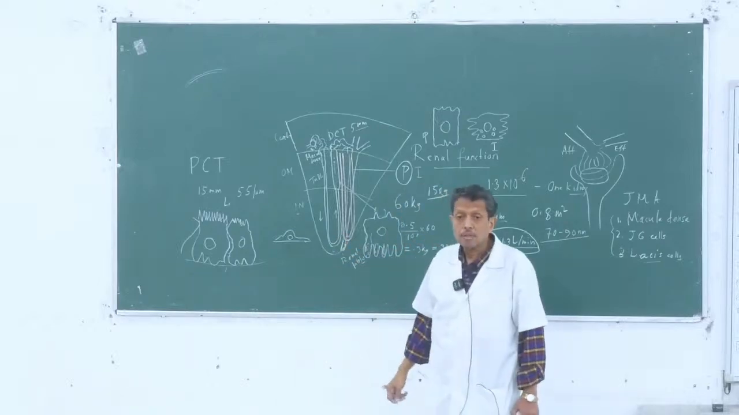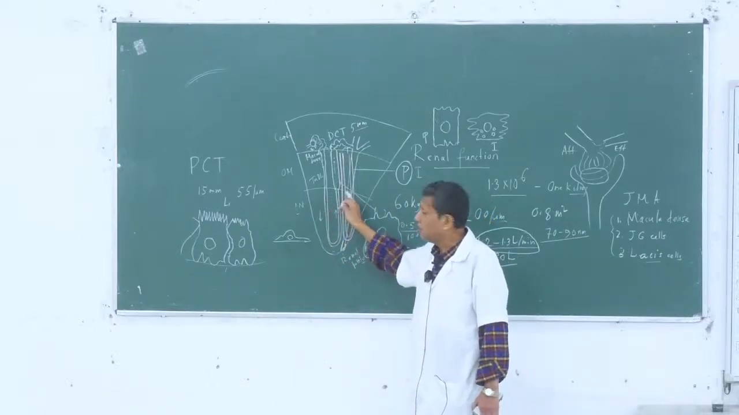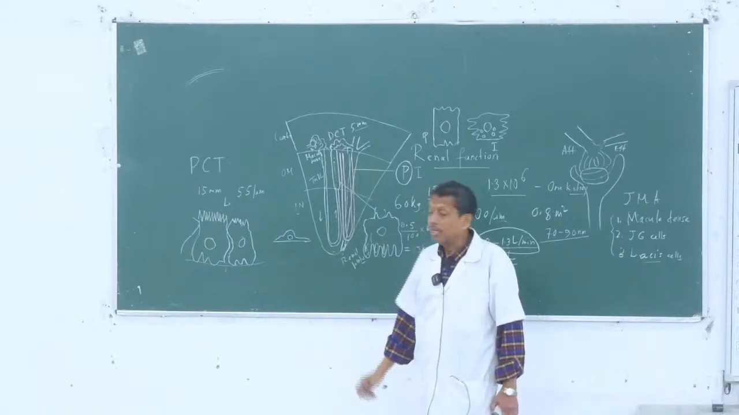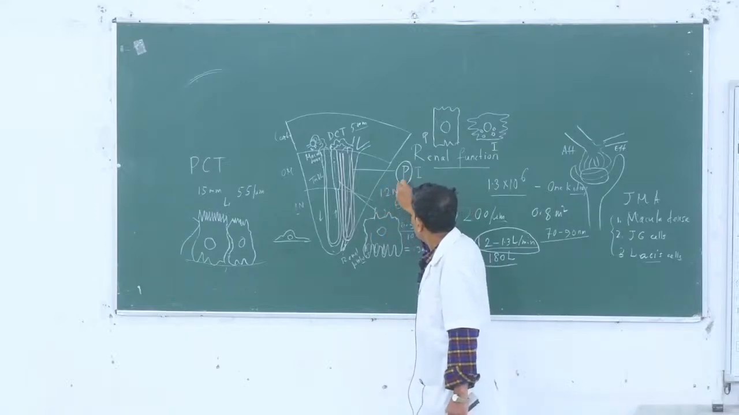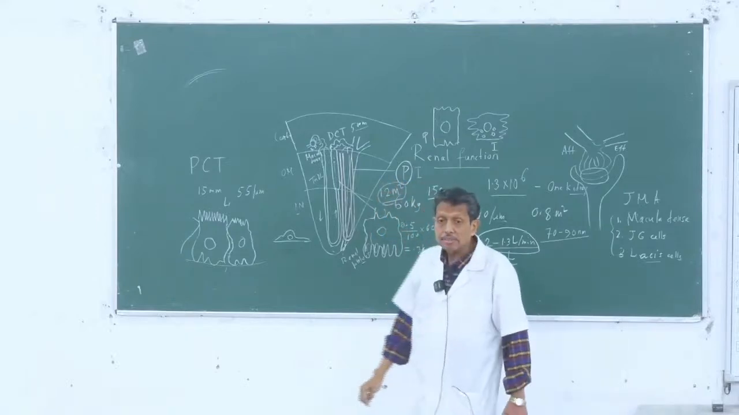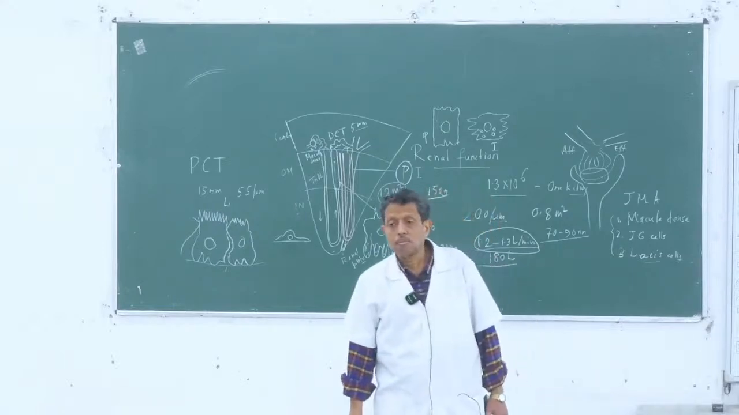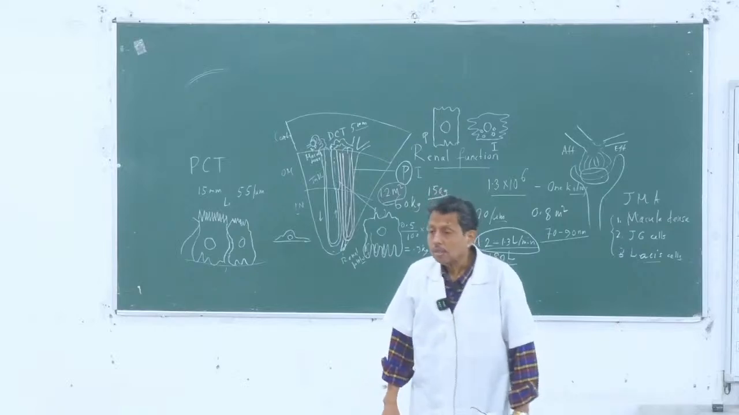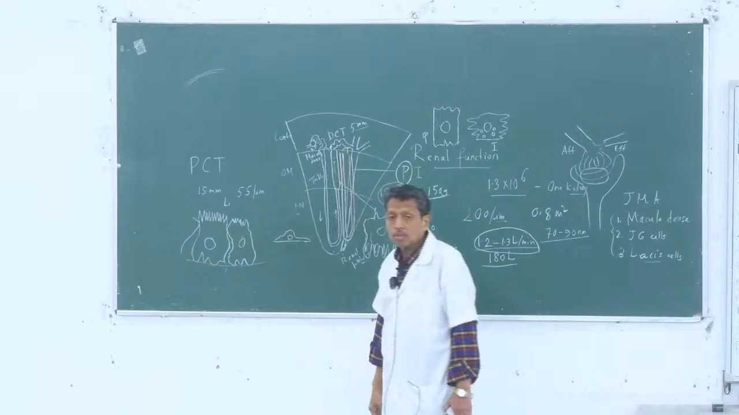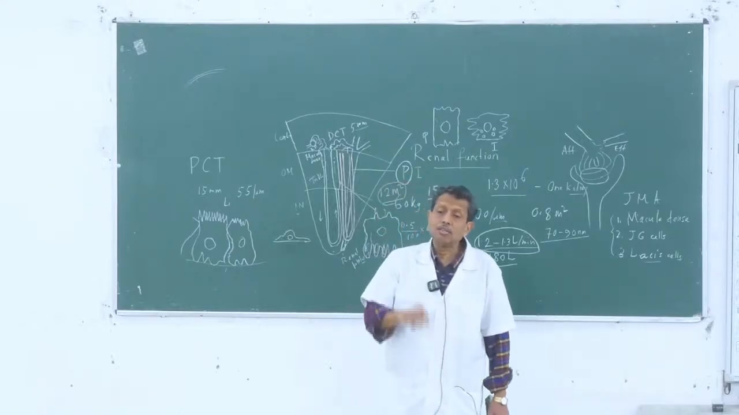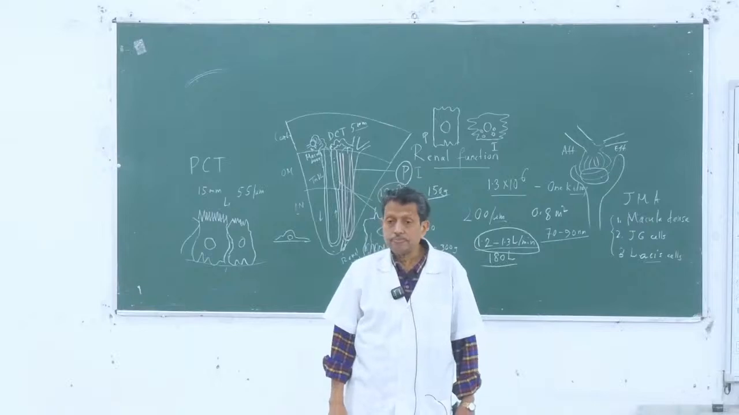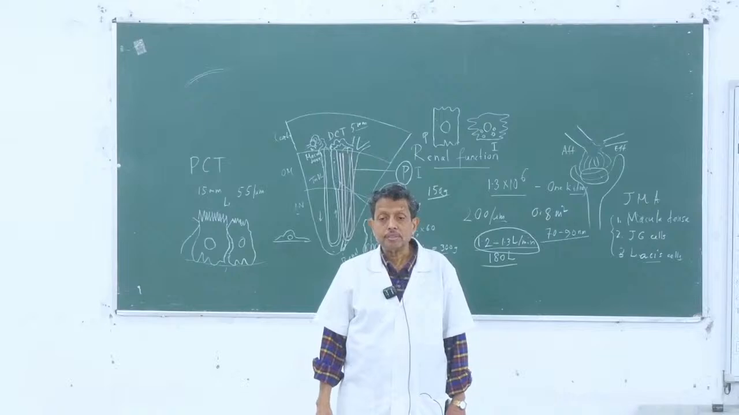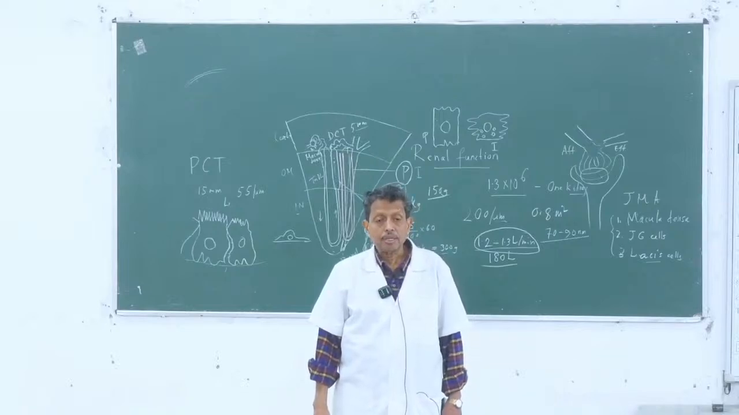Vasa recta. The surface area of the tubules and this vasa recta or capillaries are almost similar, 12 meter square in each kidney. They drain ultimately to the cortex, to the interlobular vein, arcuate vein, and ultimately to the renal veins. Vasa recta are disposed in this way.